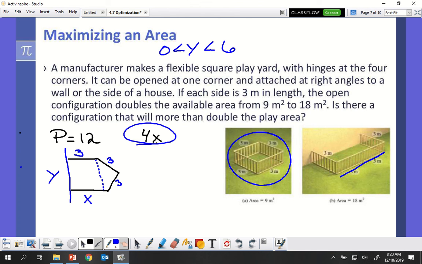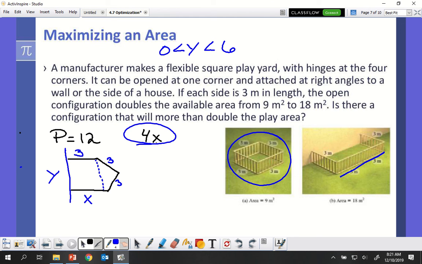Okay, so how would I find the area of a triangle? 1/2 base times height. I don't know the height, but the base would be just y, right? Okay. So is there some ratios or something I can get out of this?